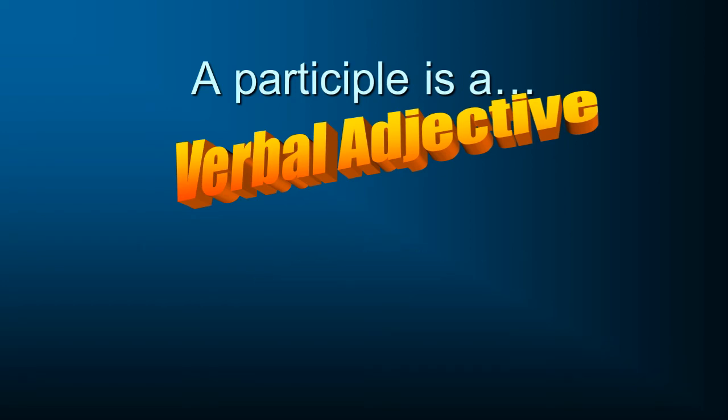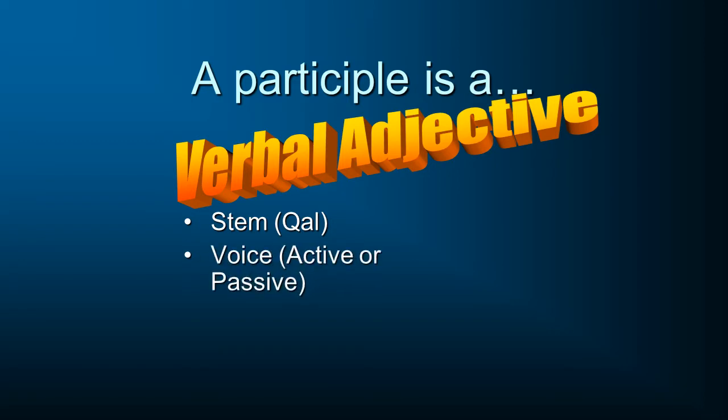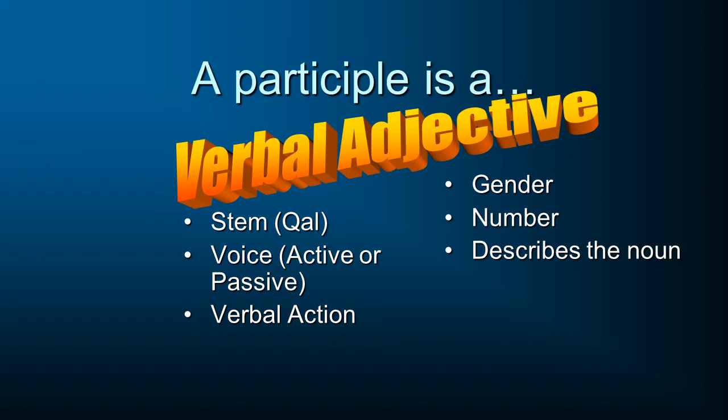Think about it this way: it has a stem, in this case, basically the Qal stem. It has a voice. It can be either active or passive. It has some sort of verbal action in the word. It has gender. It has number. It describes the noun. That's the adjective part. And yet there's verbal action to it.